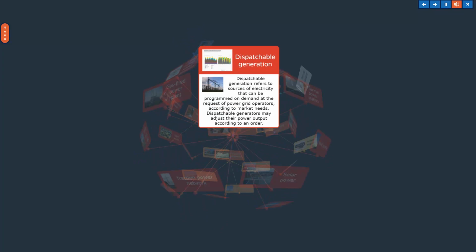Dispatchable generation. Dispatchable generation refers to sources of electricity that can be programmed on demand at the request of power grid operators, according to market needs. Dispatchable generators may adjust their power output according to an order.